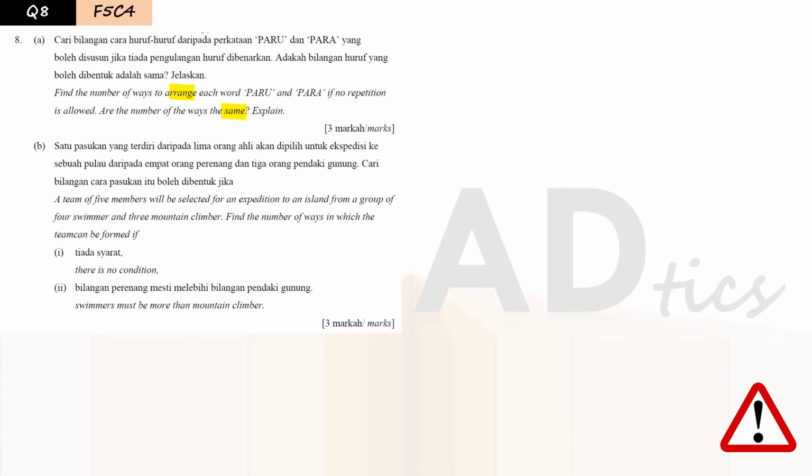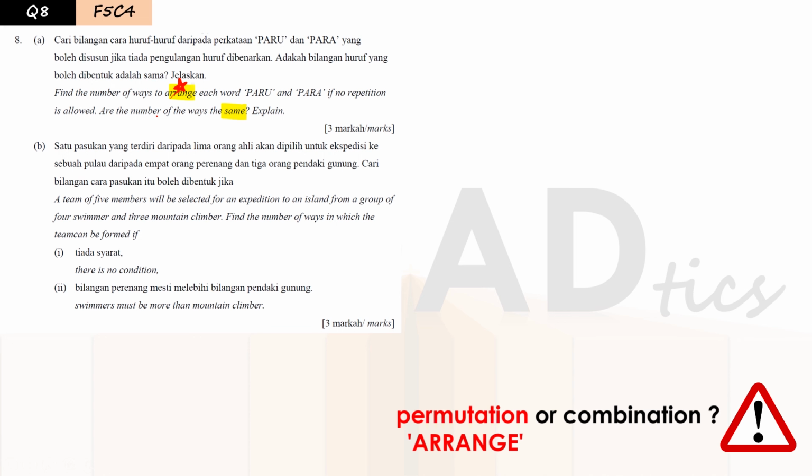Before we find the number of ways, let us ask ourselves this main question: is this a permutation question or a combination question? I give you all 5 seconds to think about this. So this is a permutation question. Why? Because of the keyword here, arrange. Permutation involves arrangement, so we are going to use permutation to solve this question.